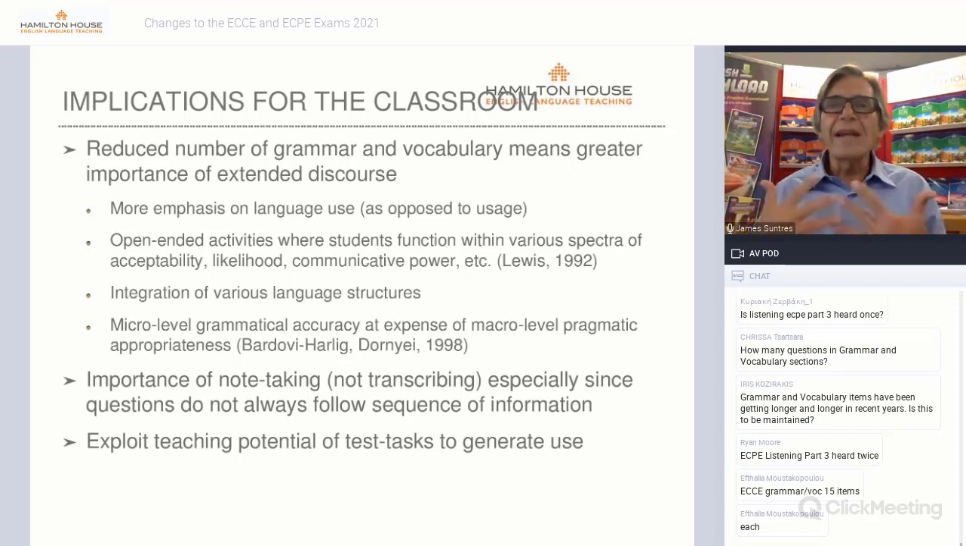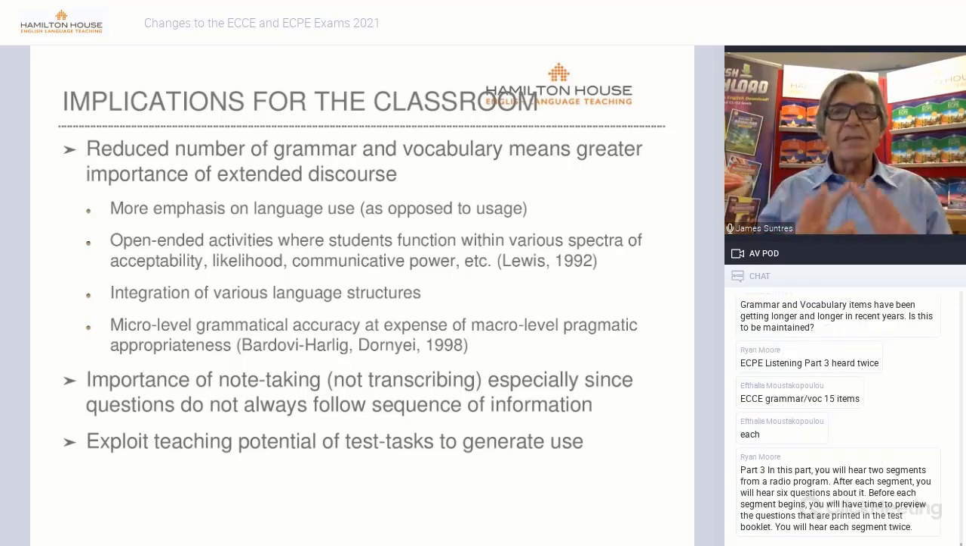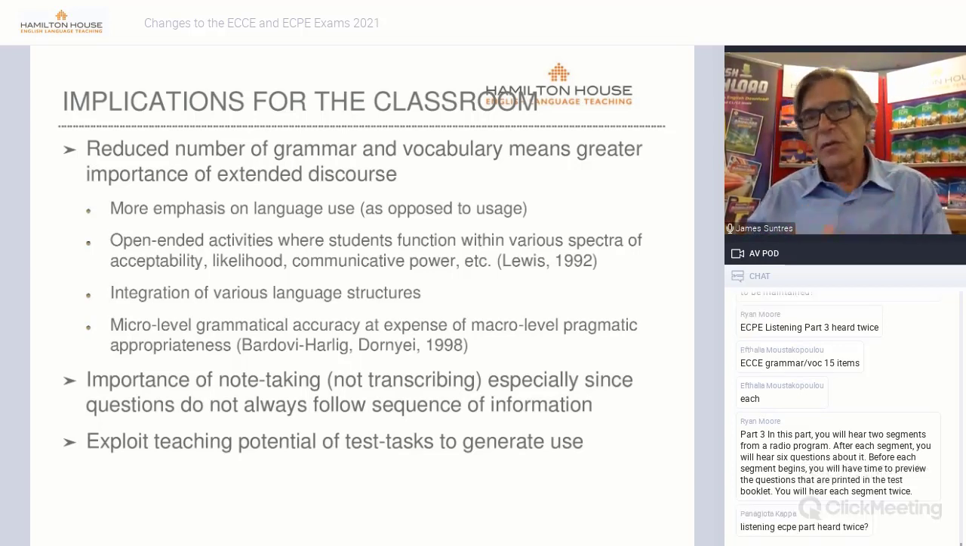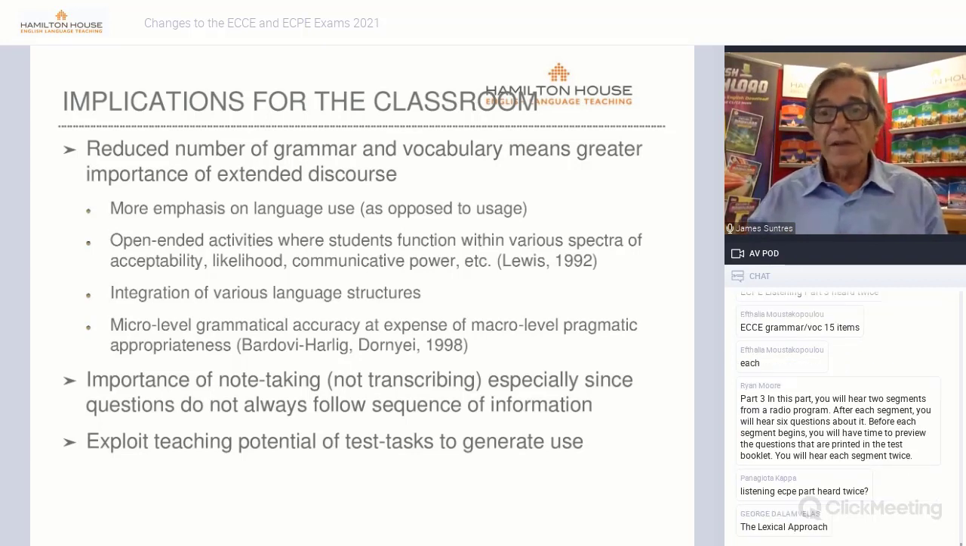Well, whenever we're talking about language use, it's not dichotomous. And Michael Lewis uses the concept of spectra, like an area of acceptability, of likelihood, of communicative power, etc. There are different spectra that Michael Lewis refers to, and I encourage you to get his book. It's still in print, so look it up.